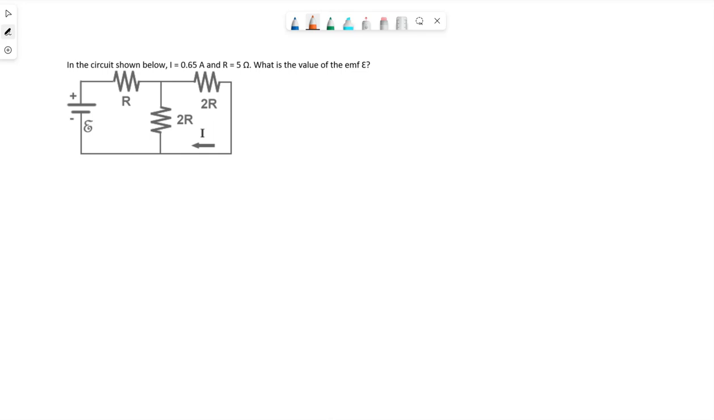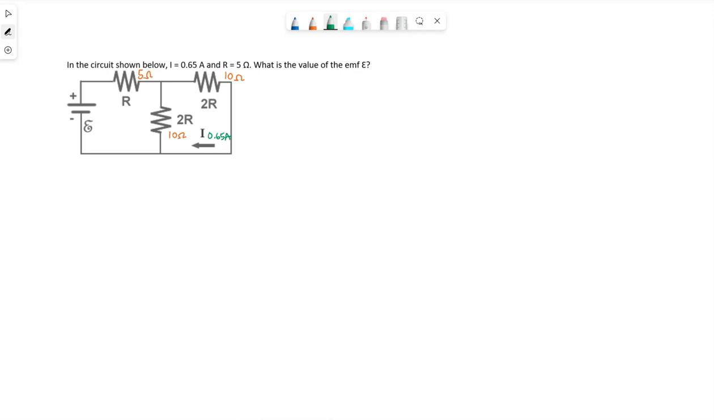We have an example problem here. In the circuit below, I is 0.65 amps and R is 5 ohms. What is the value of the EMF, meaning the battery voltage? So we know these resistances. That one is 5 ohms. Since these two are listed as 2R, these would be 10 ohms each. This current is 0.65 amps.